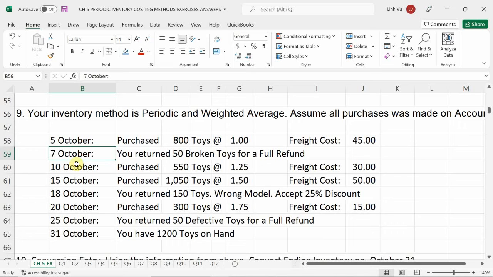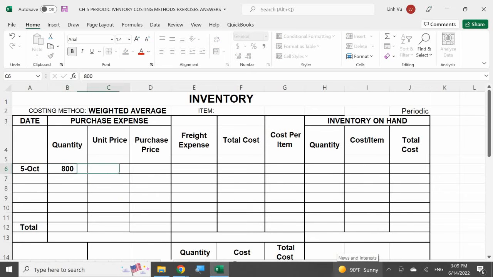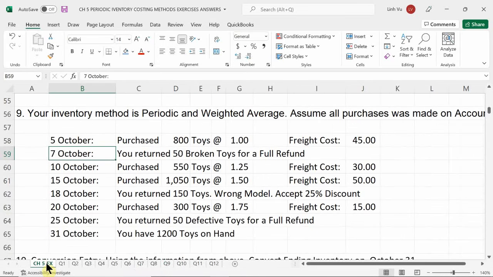In this case, I'm going to show you two ways we can keep track of our weighted average, but this is probably the simpler and easier one to do. Again, we're assuming we start our inventory from scratch. Starting on October 5th, we purchased 800 toys at $1 each with a freight of 45. So that is the first purchase we made.